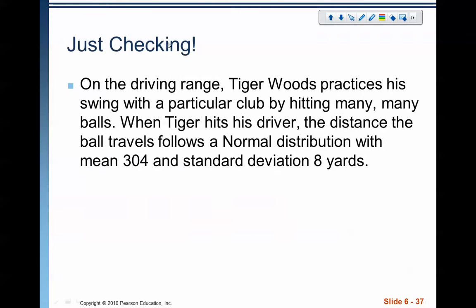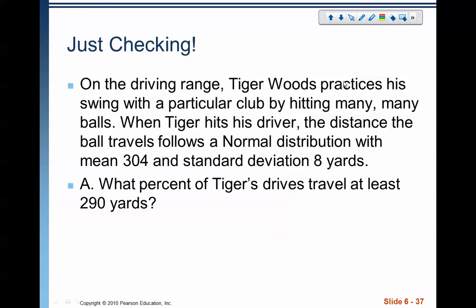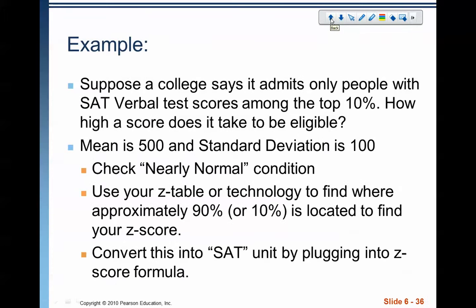Most of you were right there with doing inverse norm of 0.9. All you really need to do when you're doing this command is say inverse norm of 0.9, and then boom, you're done. You don't need to press anything else. When you do that, you should have come up with 1.28. So that's the z-score associated with the 90th percentile. If you are in the 90th percentile, you are 1.28 standard deviations above the mean.